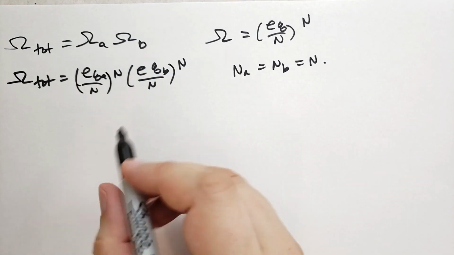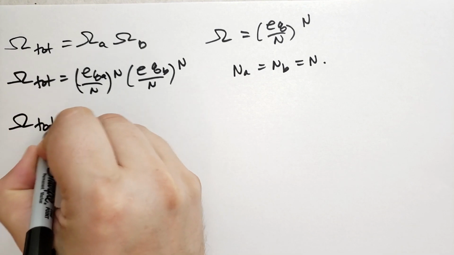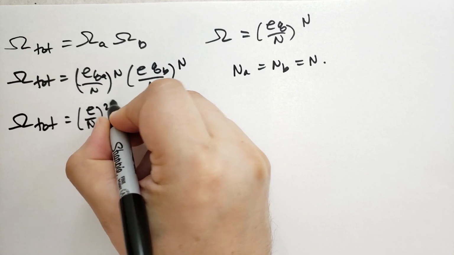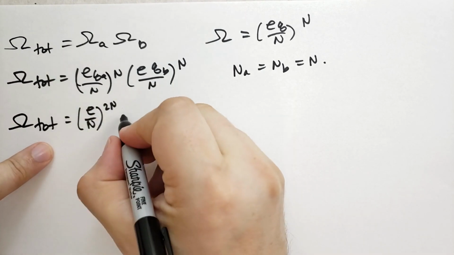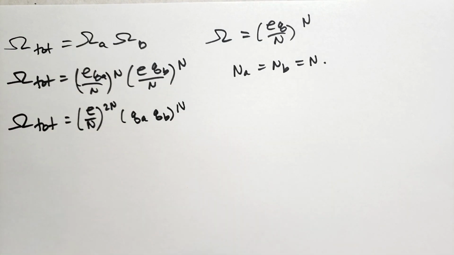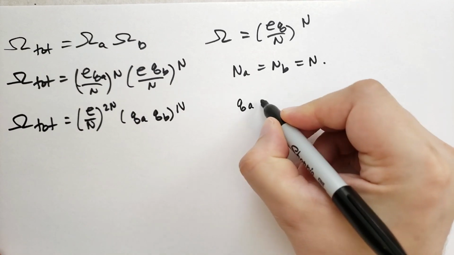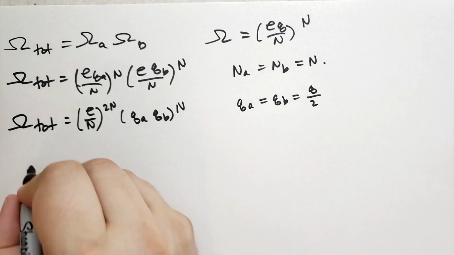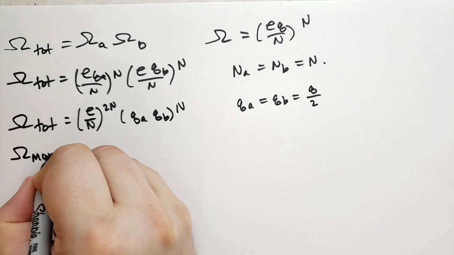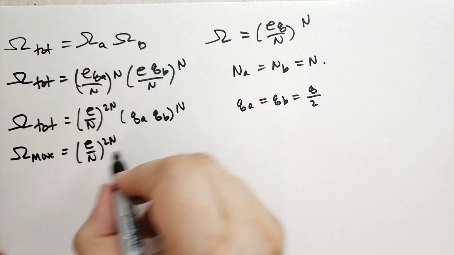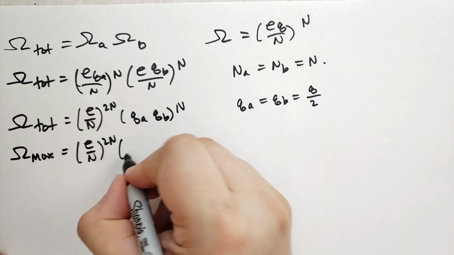Okay, and if we calculate this out really quickly, we get the pleasant result that we have this e over N term raised to the 2N. This doesn't change, but we also have this QA times QB to the N. Now obviously we're going to guess that when QA is equal to QB is equal to total energy over 2, that's the most likely situation. So the maximum multiplicity is going to be e over N to the 2N, and then we're going to have Q over 2 squared, basically.